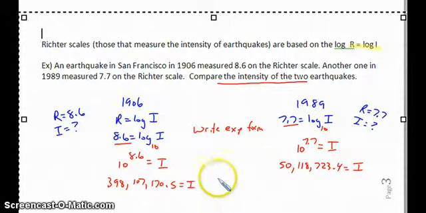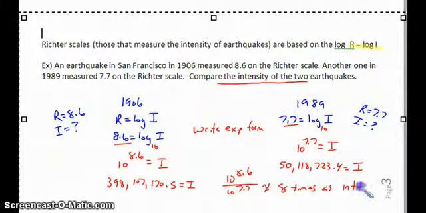So the way that I'm doing that is I'm taking this one, which was 10 raised to the 8.6, and dividing it by 10 raised to the 7.7, and I'm getting it to be approximately 8 times as intense. And so we're really talking about the 1906 earthquake was more intense than the 1989 earthquake by a scale of about 8 times. Now, I've never been in an earthquake, but I know that an 8 times as large intensity of an earthquake is going to be a huge difference in comparison.